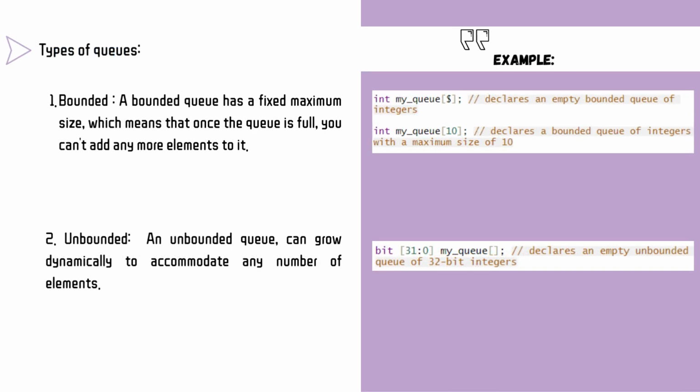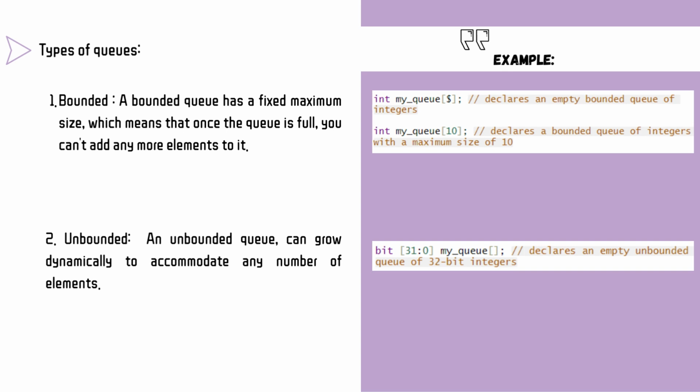There are two types of queues, bounded and unbounded. A bounded queue has a fixed maximum size, which means that once the queue is full, you can't add any more elements to it. An unbounded queue, on the other hand, can grow dynamically to accommodate any number of elements. Let's take a look at an example of how to declare a bounded queue in SystemVerilog. int my_queue[$] declares an empty queue of integers. In this example, we have declared an empty queue called my_queue that can store integers.